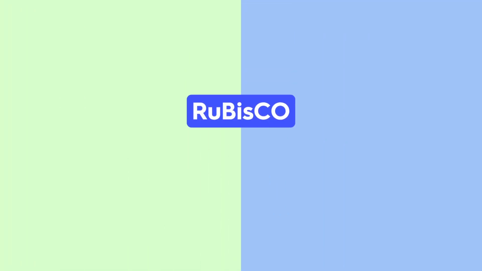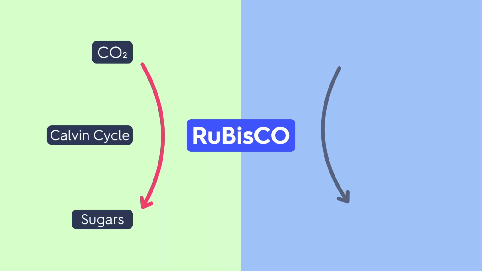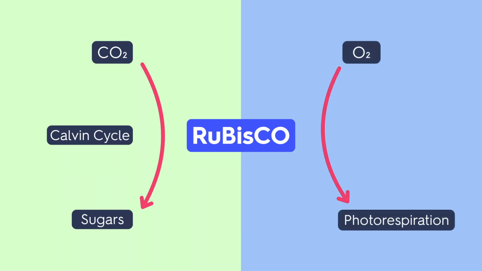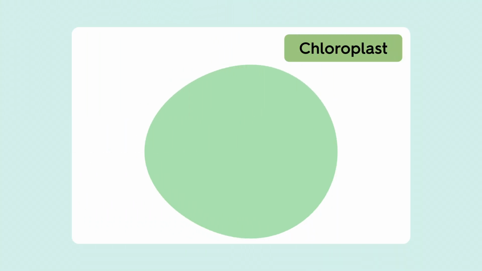You can think of RuBisCO as having two possible jobs. In photosynthesis, it helps begin carbon fixation by using carbon dioxide. However, if oxygen becomes more available, RuBisCO can start the photorespiration pathway instead. So where does that pathway begin?